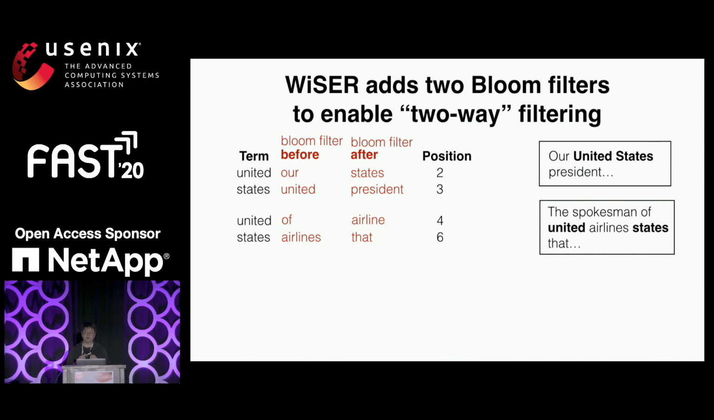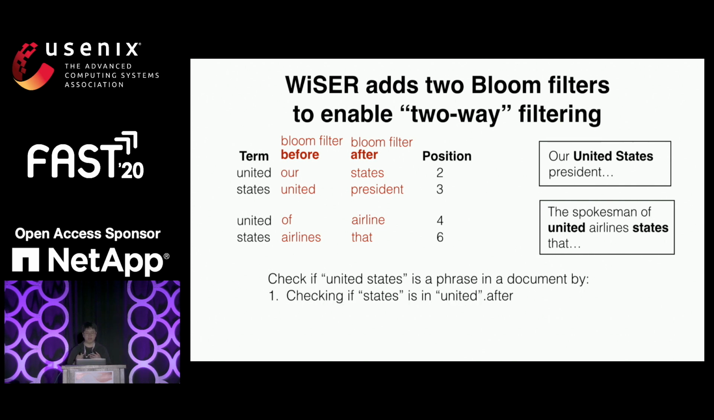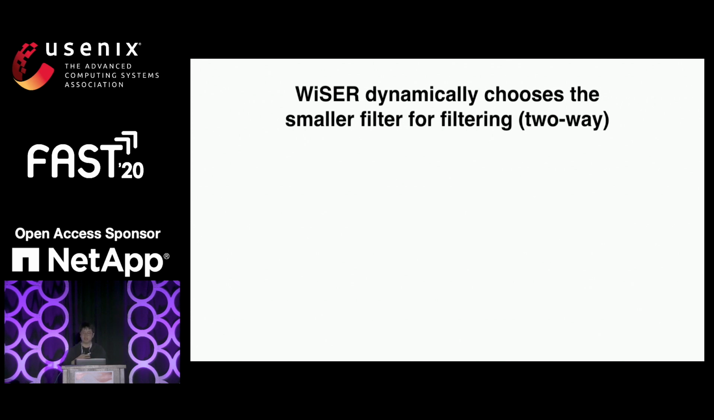By having these 2 Bloom filters, we can check if United States is a phrase in the document by either checking if States is after United, or checking if United is before States. But wait, why do we add 2 filters? I mean, we can just do the job with 1. Having 2 filters will allow us to dynamically change the smaller filter for filtering. Hence the name two-way in the name of the technique.